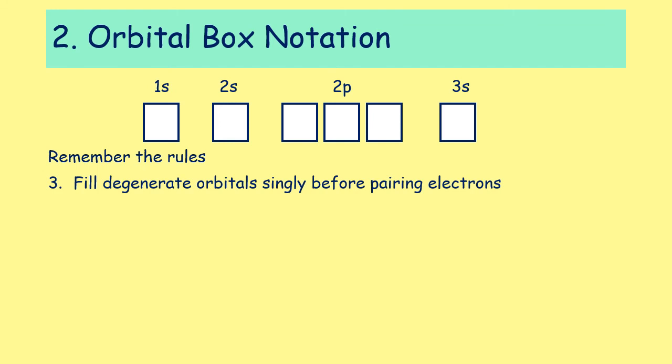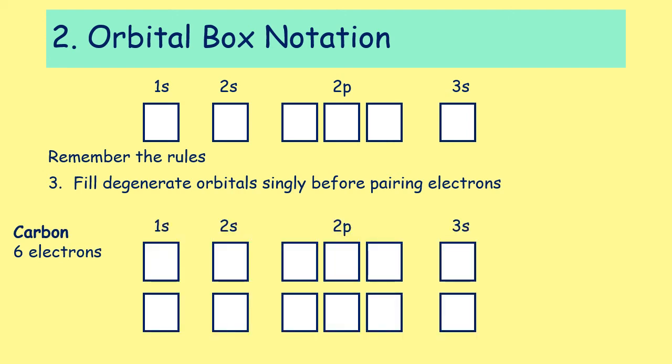When it comes to degenerate orbitals, the 3 p orbitals, we must fill them singly before pairing them up. So carbon is a good example here. The 1s and the 2s orbitals need to be filled first, and we need to have the spins be in opposite directions. But then when it comes to filling the p orbitals, we've got 2 electrons to fill. We have 2 options. We could fill them individually, or we could pair them up. Remember that third rule states that you must fill them singly before pairing up. So that top one is the one that is correct.